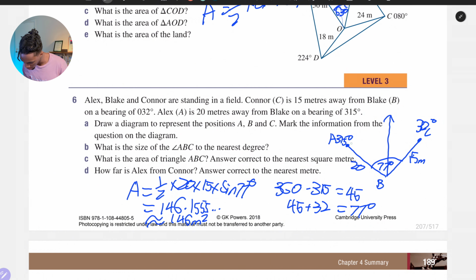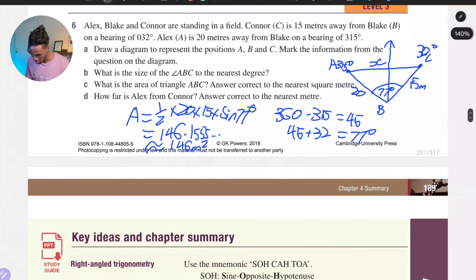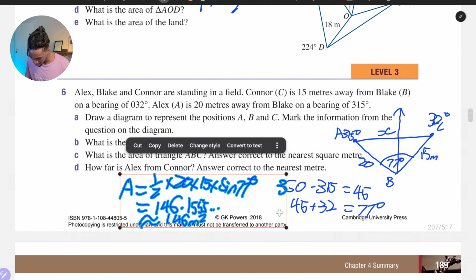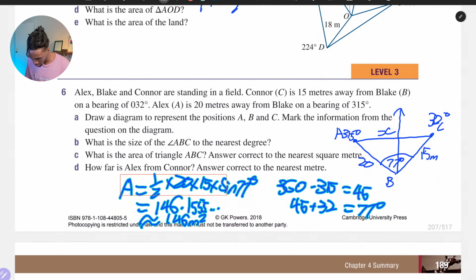And then how far is Alex from Connor? So we want to find this distance here. How do we calculate it? Ice cream cone, cosine. I'll just draw it, make this a bit smaller.